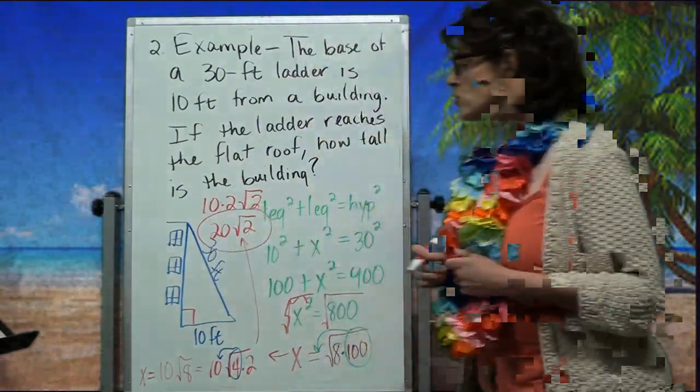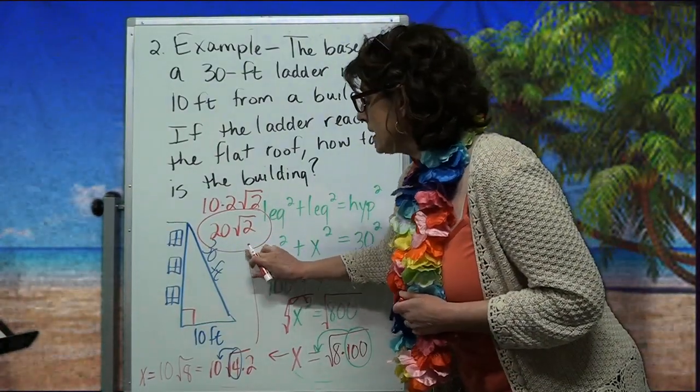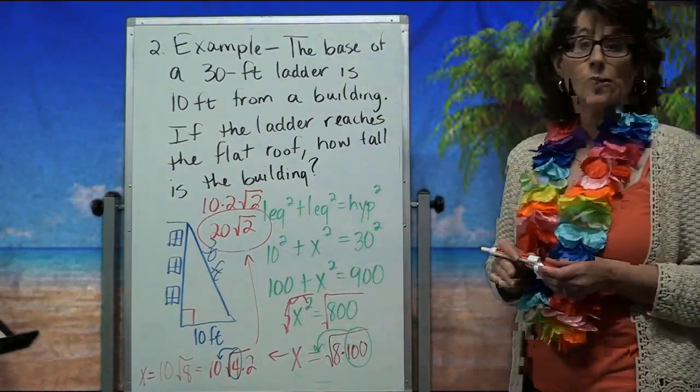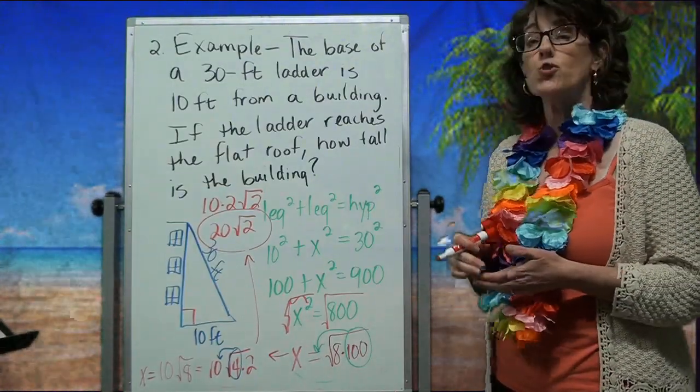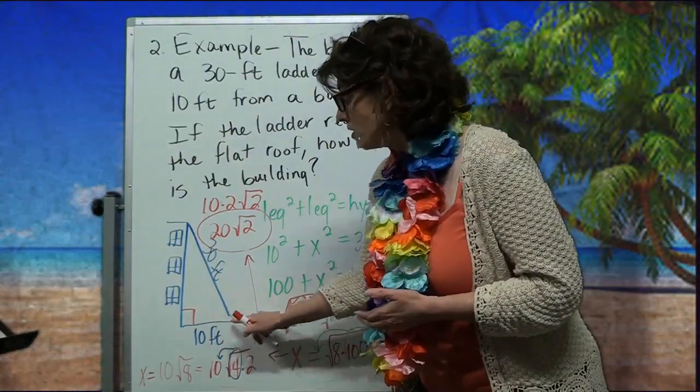So here's my answer, 20 square root of 2, keeping it exact because we don't live in the real world, we live in this imaginary world. But because it is a real world situation, I need to include my units, and notice that it's feet.